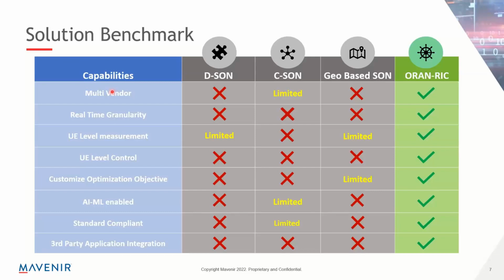But if you look at the RIC solution, it comes with multi-vendor functionality, real-time functionality, and standards compliance, which is the most important part. So it encourages diversity and multi-vendor scenarios. That's the significant difference between the traditional approach and the new RIC domain when it comes to network optimization.